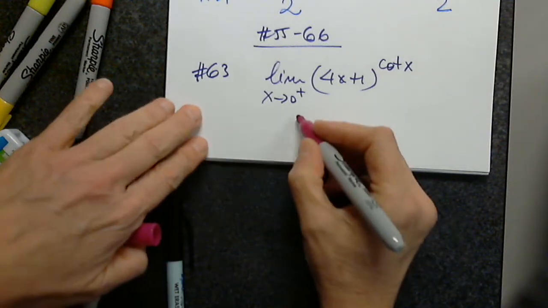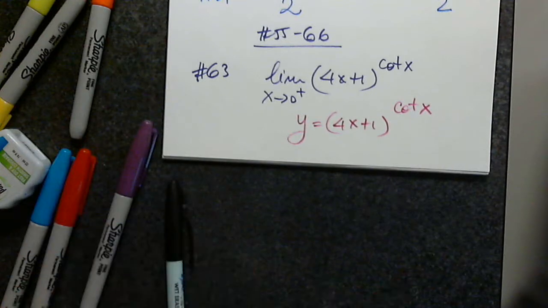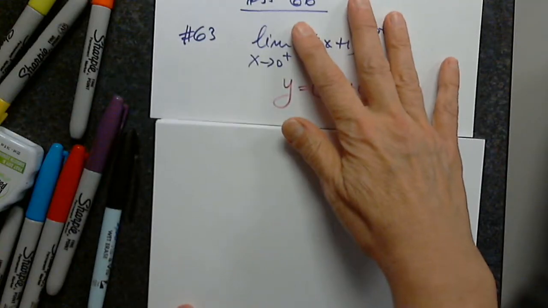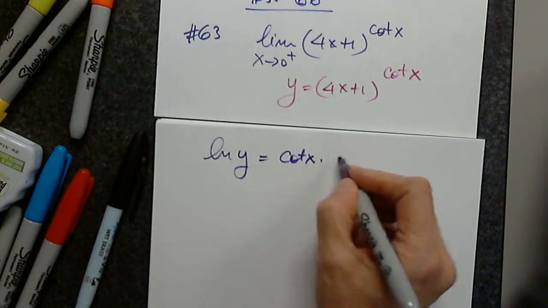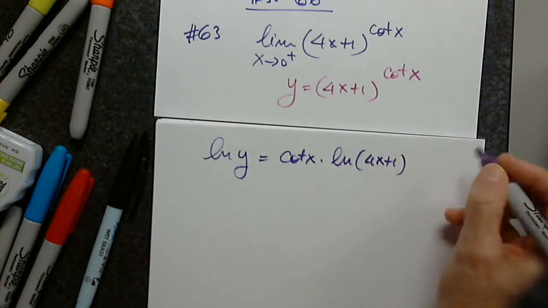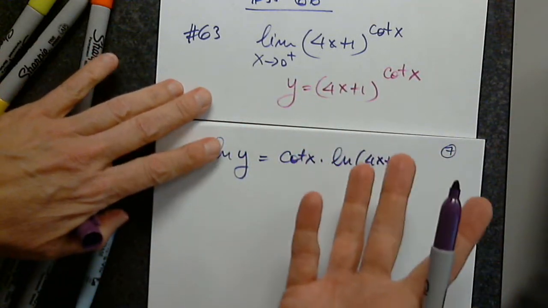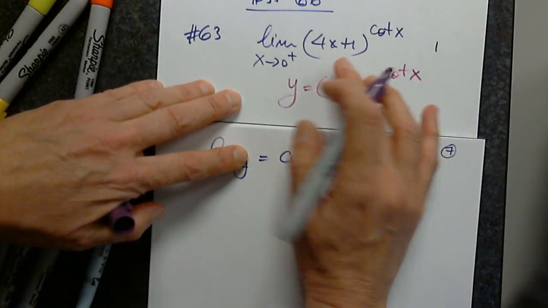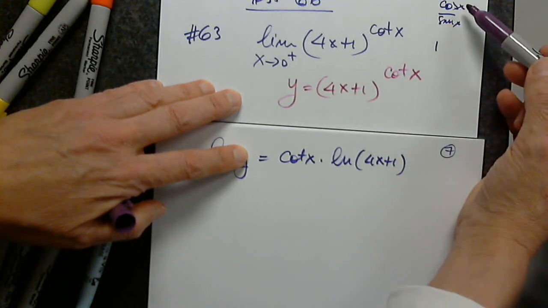So we are all in the clear. We denote this function by y, correct? 4x plus 1 raised to cotangent x. That's the first step, correct? Can anyone give the second step? So we are all on the same page? Right. So I have natural log y equals cotangent x times natural log 4x plus 1. I jumped, and I should have identified the case first. So when x approaches 0, this is 1. What about cotangent? Remember, cotangent is cosine x over sine x, which is 1 over 0.